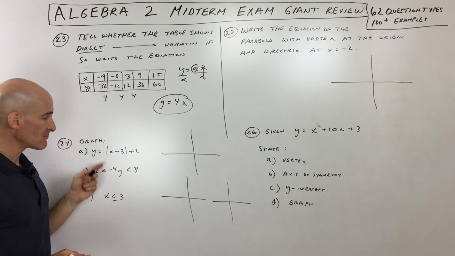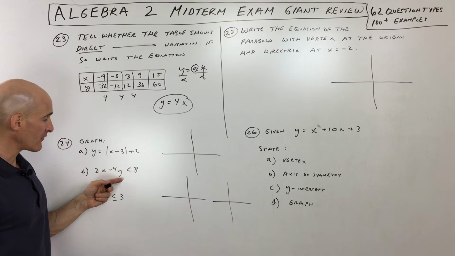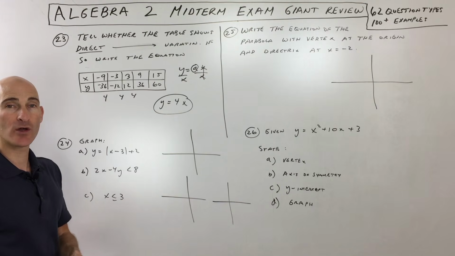But let's go to number 24. So here what they have is us doing some graphing type problems. Here we're graphing an absolute value, here we're graphing an inequality, here we're graphing another inequality. So let's take a look at this.